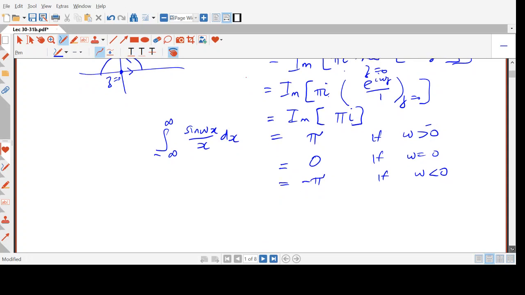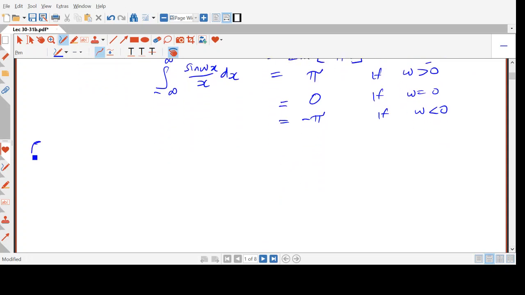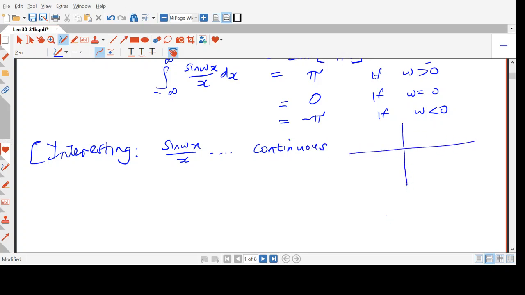The very interesting thing about this problem is, it's a side note, but it's interesting to note that sine omega x over x is actually a continuous function. You may recall this from your first year of calculus. The limit of sine x over x as x approaches 0 is actually 1. So the function looks like that, and if you go on to the other side, it's totally continuous to infinity. At 0, it has a value 1.